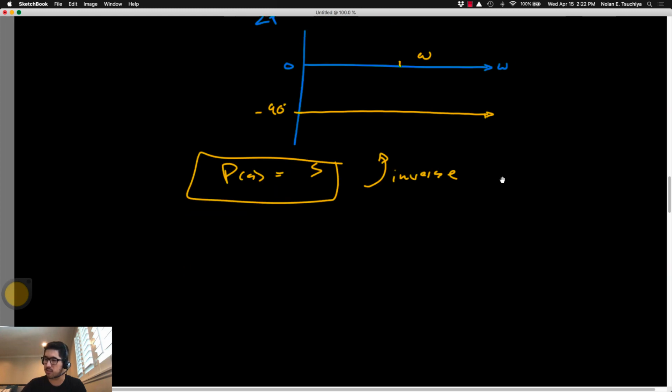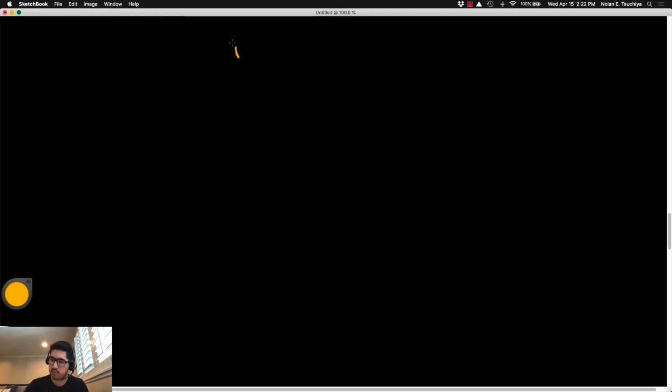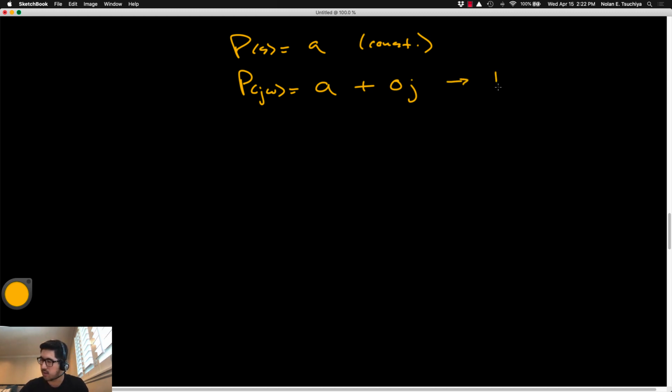And then the last special transfer function we'll look at is just a constant value. This one isn't too tricky at all because the frequency response function you get again by plugging in j omega everywhere you see s. Well, there is no s in this transfer function, so the frequency response function is simply a plus 0j, which gives us that the Bode magnitude is just a constant value, and the Bode phase is just 0 degrees.